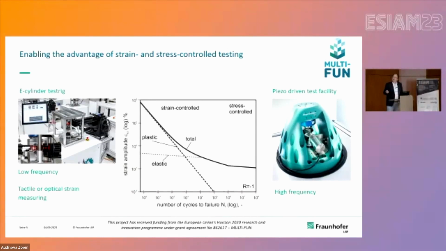For the strain control testing, we use the so-called E-cylinder. It's a specially developed test rig for low frequency and high quality within the measurement. We can use tactile or optical strain measuring. This depends on the specimens. For higher frequency, we use so-called servo electric driven test facilities, which enable test frequencies up to 1000 Hertz.